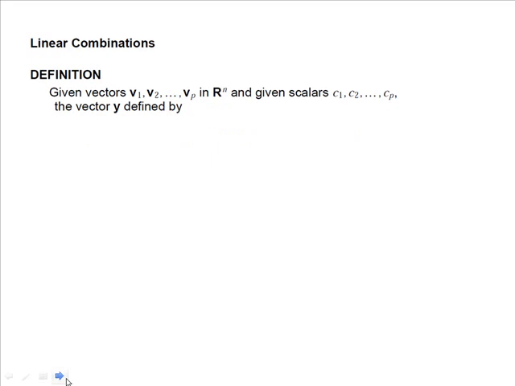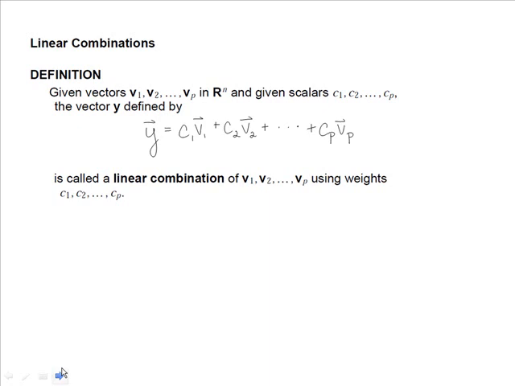Now we're going to look at linear combinations. Here's a definition. Given vectors v1 through vp in the space Rn and given scalars c1 through cp, the vector y defined by the following equation is called a linear combination of our vectors v1 through vp using the weights c1 through cp.